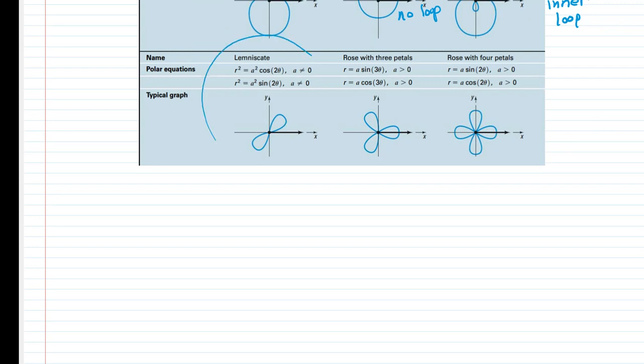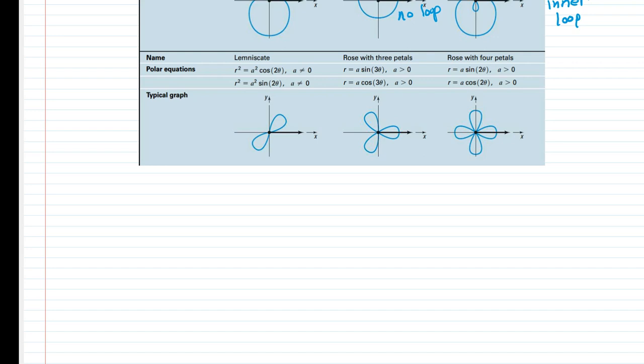Then we come to lemniscates. These look like a propeller on an airplane. The equation form is r squared equals a squared cosine 2 theta or a squared sine 2 theta. These are the general graphs. For example, r squared equals a squared cosine 2 theta: the propeller may look like this, or like this. It really depends on theta, so it could be rotated. But the propeller shape will have two symmetrical parts.